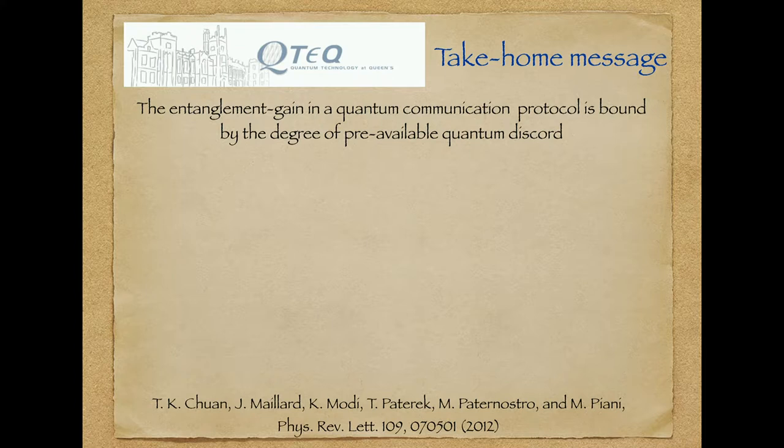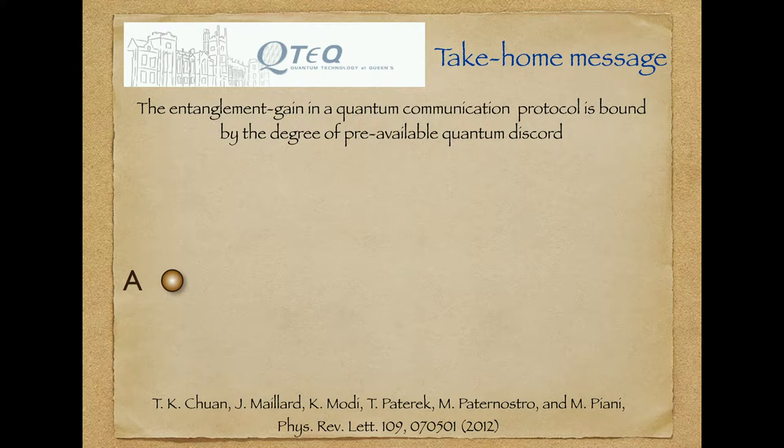Entanglement gain, along the lines of what these guys in this paper by Kubit et al. had in mind, so the possibility of distributing entanglement in a quantum communication protocol such as the one that they had in mind, where C interacts with A and B to distribute entanglement, is bound by the degree of pre-available quantum discord. So you must have a resource of a quantum nature like discord, not as demanding as entanglement, a little bit looser, but that is key if you want a scheme such as that to work.